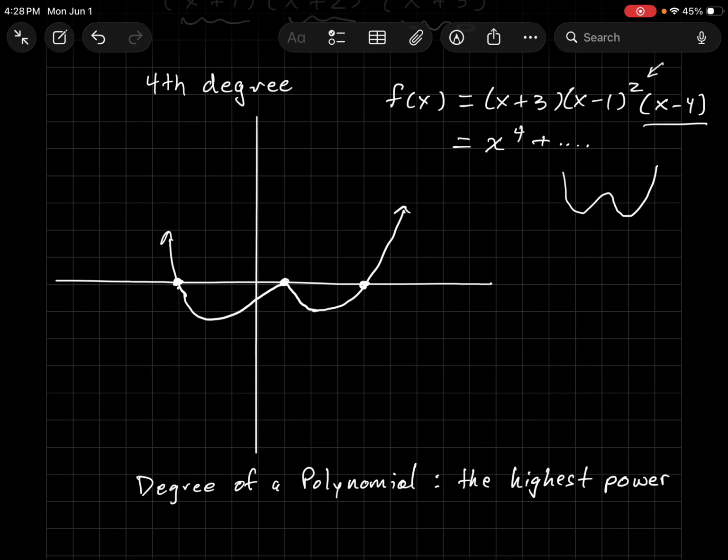Now, does the graph look exactly like this? No, it's definitely not drawn to scale. But it looks something like this. I certainly have the shape correct. I have the bouncing nature correct, if you would. I have my zeros correct. The one thing I probably don't have correct is the y-intercept.